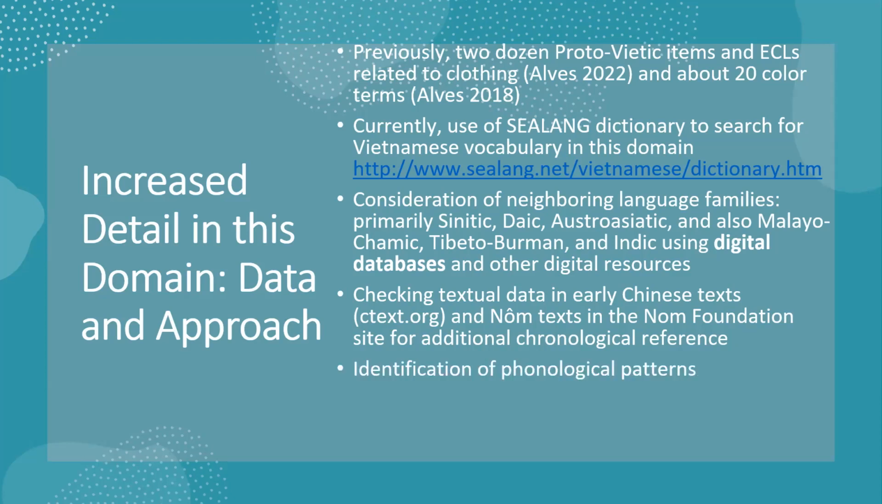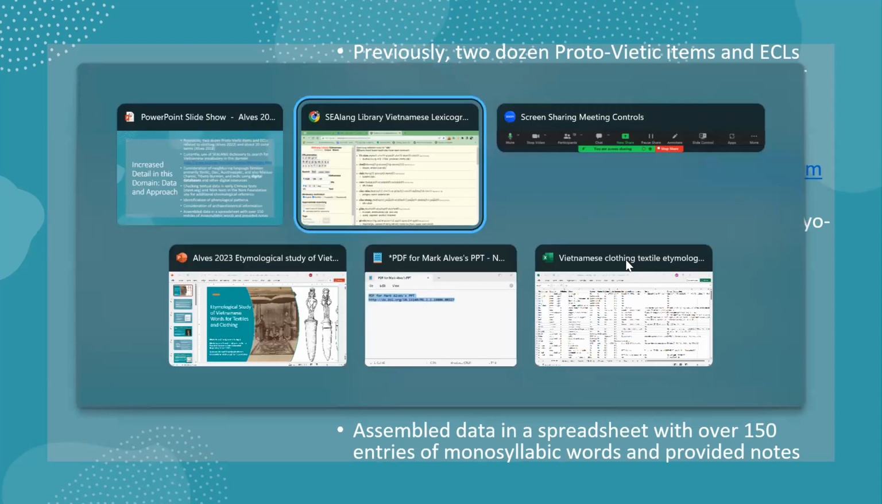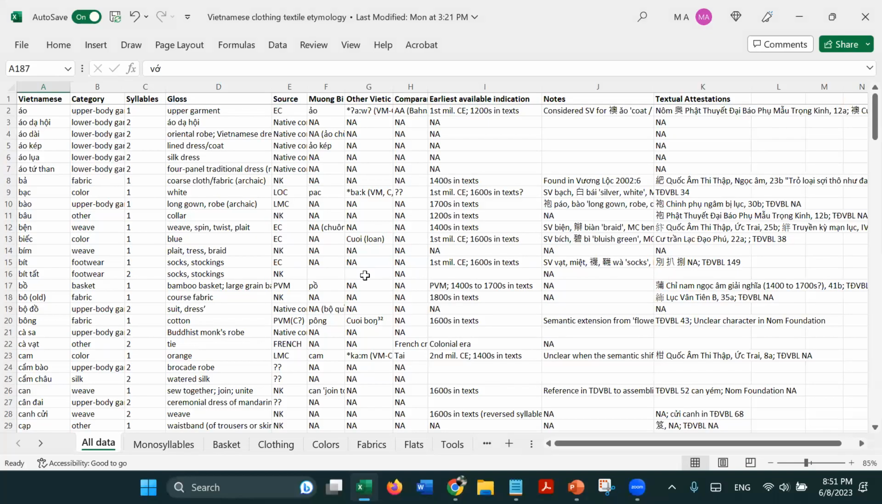Then we identify our phonological patterns, we consider the archaeohistorical information. So I've assembled data in a spreadsheet, over 150 entries of monosyllabic words, and provided notes. Monosyllabic I'm focusing on because when you have bisyllabic words in Vietnamese, that means two actual etyma. So it looks something like this, okay? These happen to be two-syllable. I've got both types. So that's what I've done.